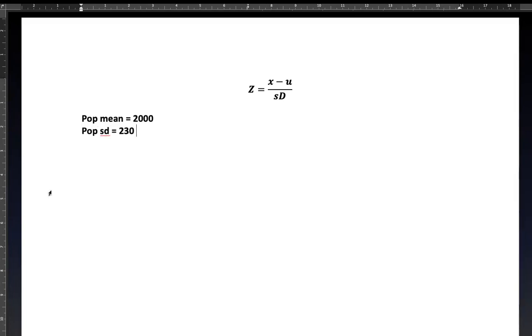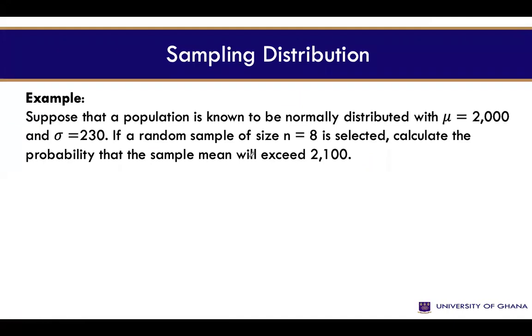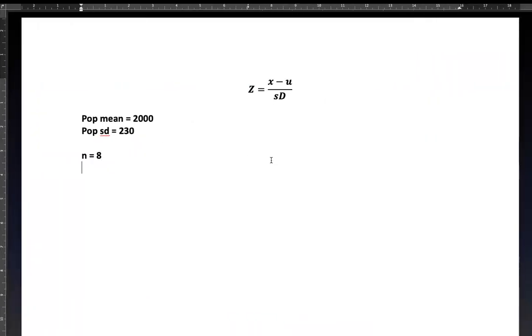230, right? What's the sample size? Let's call it n. Sample size is 8, right? And then what's the required probability? What are you looking for? Calculate the probability that the sample mean will exceed 2100. The sample mean exceeds 2100. So basically you're looking for the probability that, mathematically, how do you express this?